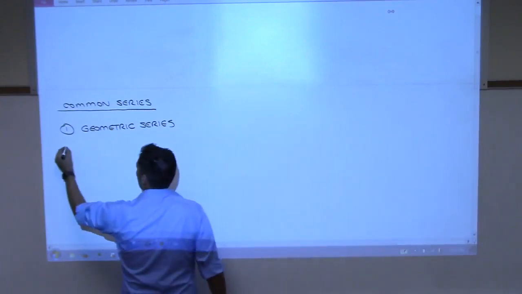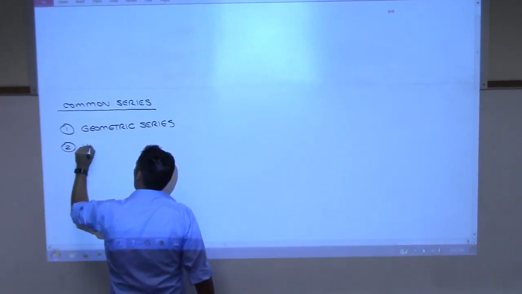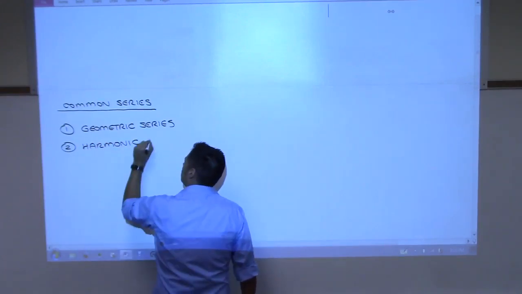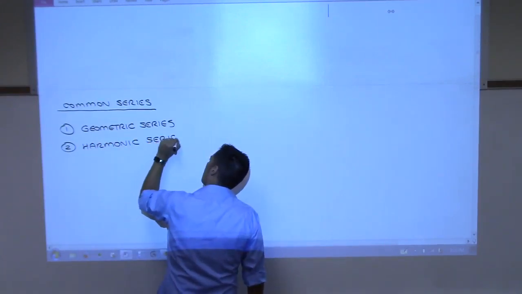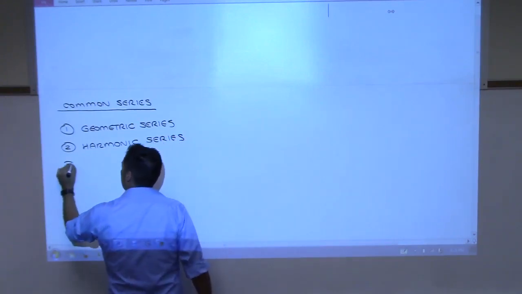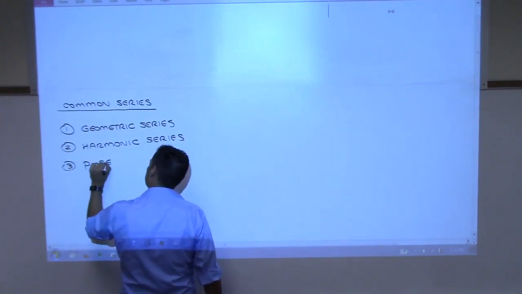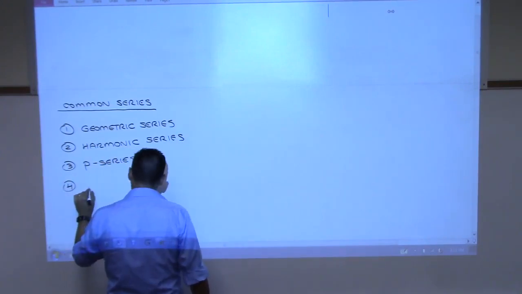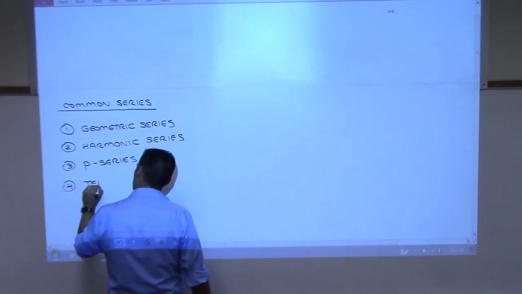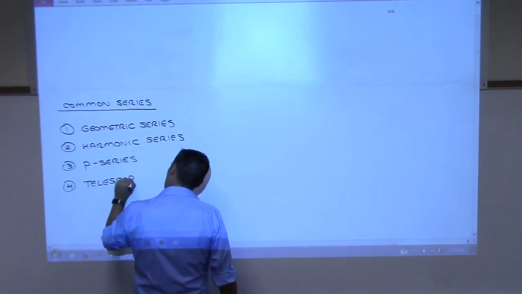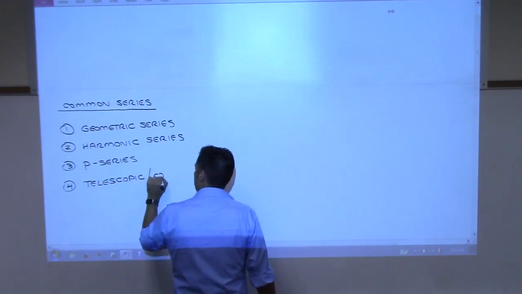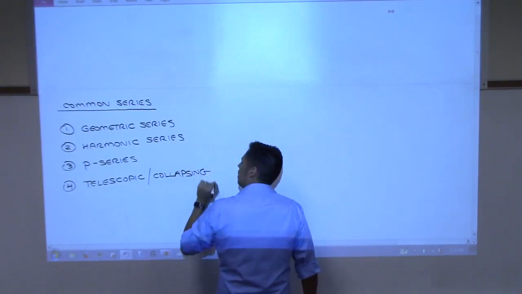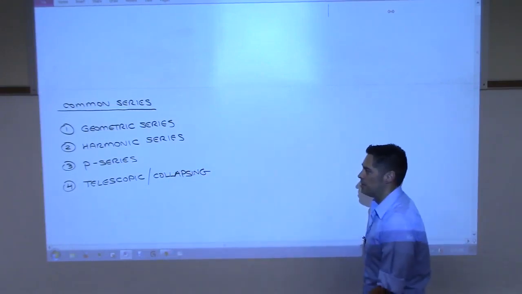After that, we're going to look at what are called harmonic series. We're going to look at p-series. And finally, we're going to look at telescopic, or another word for this, you'll hear me using this, collapsing. Telescopic or collapsing series.